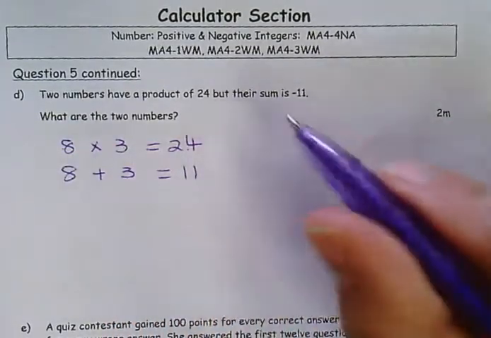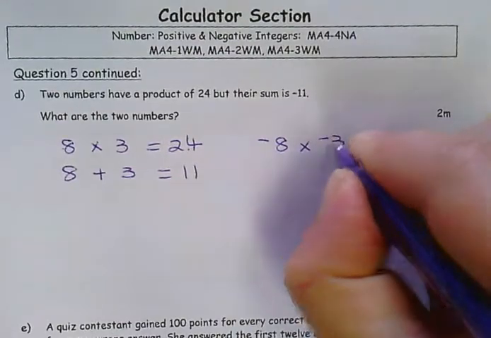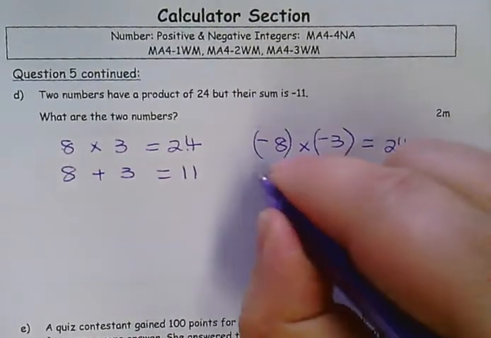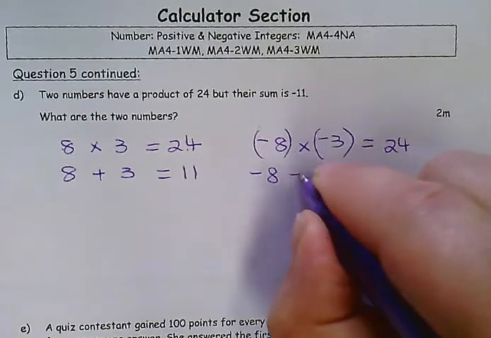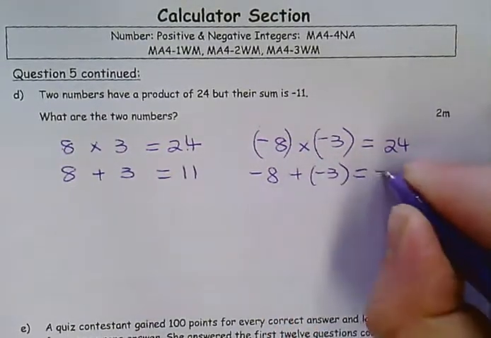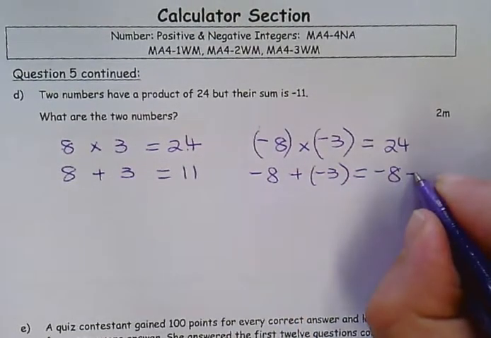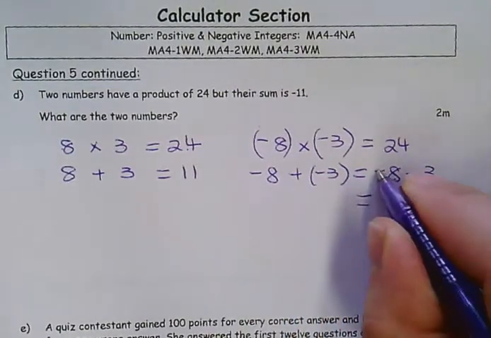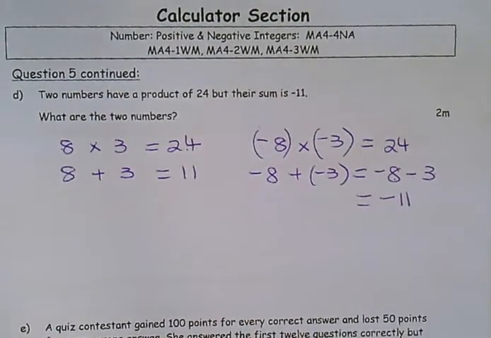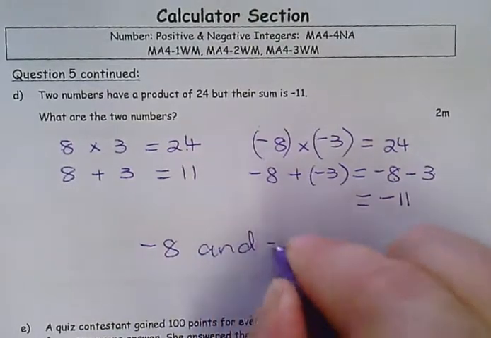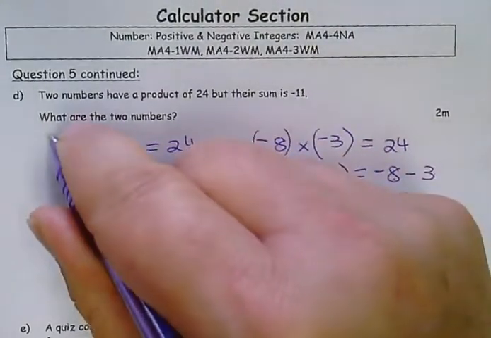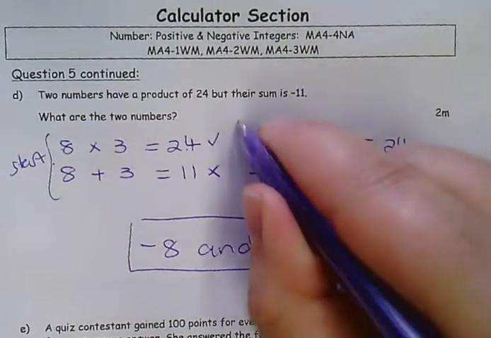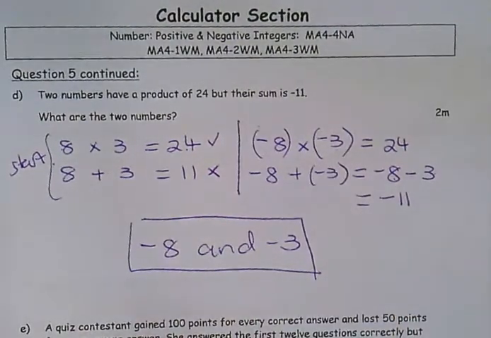Remember, a positive times a positive is a positive, but a negative times a negative number is also a positive. So negative 8 times negative 3 is positive 24. And if I want to add them, negative 8 plus negative 3, well, I've got negative 8. Now, plus negative is take away 3. When you see a plus and a negative next to each other, it's a takeaway. Negative 8 take away 3 is negative 11. So it looks like my two numbers are negative 8 and negative 3. Okay, so this was almost correct. You could start there, but you just have to remember that a negative times a negative is also a positive.